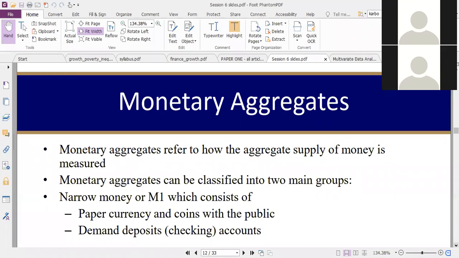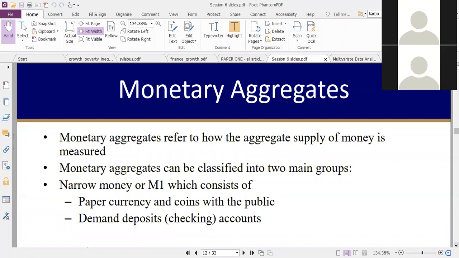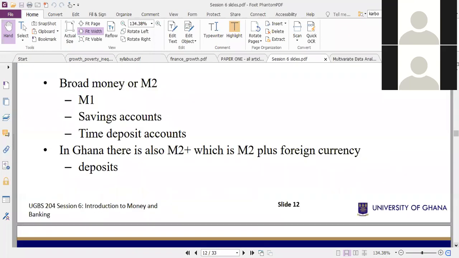M1. Now when we talk about M2, which is broad money, the broad money consists of M1. So it's starting from the top. It means the broad money consists of our paper and the coins with the public, plus the demand deposit account, plus savings account, plus time deposit account. Savings account is very common, so I wouldn't want to talk about it. But time deposit account is also known as fixed deposit account.